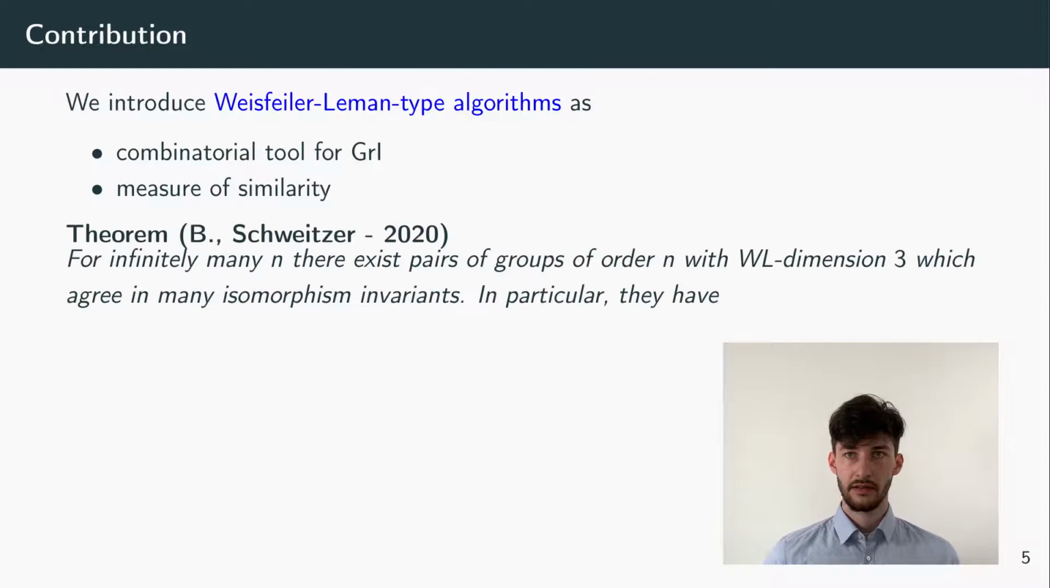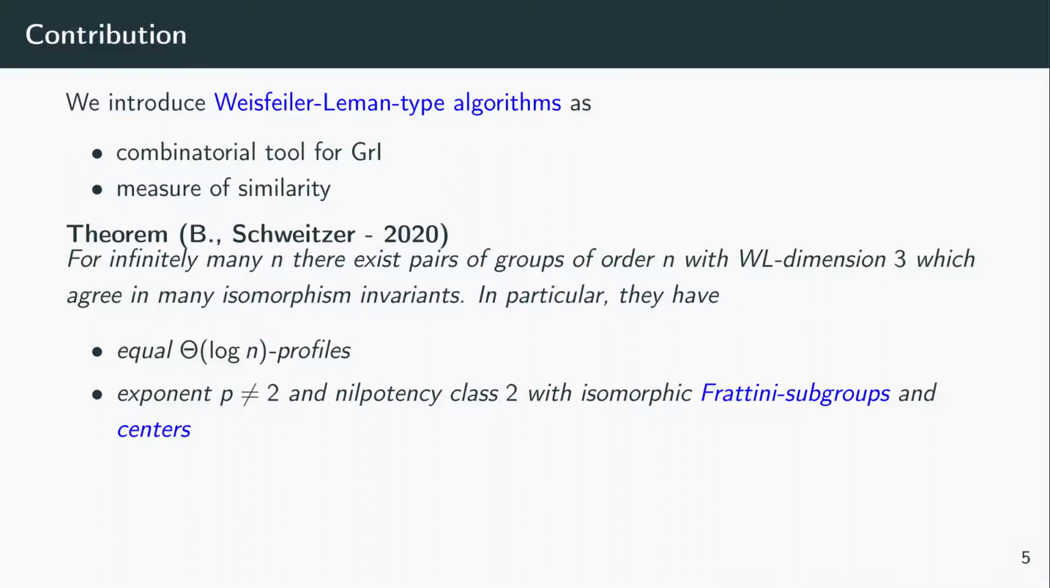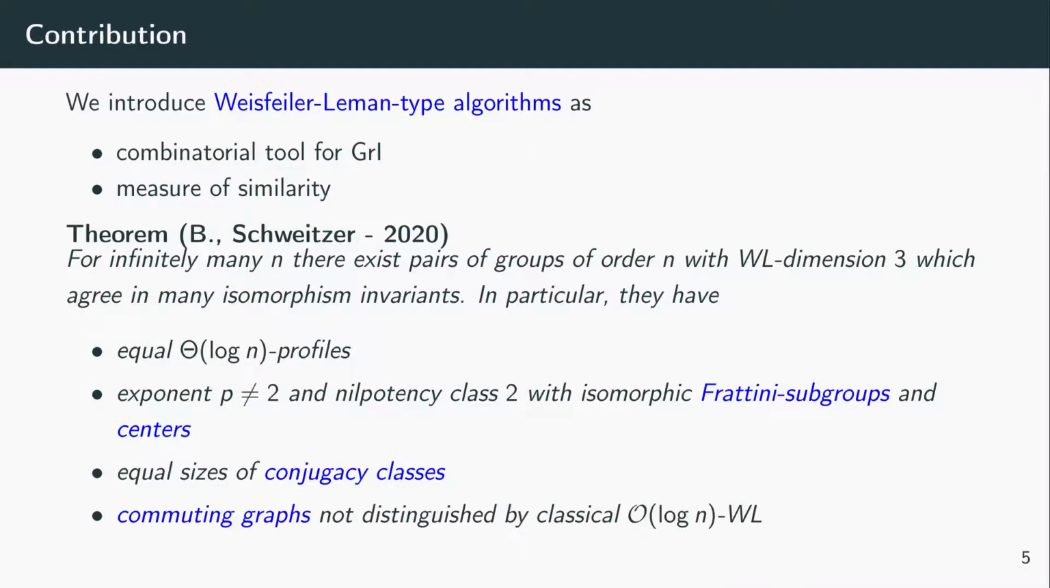And then in the second part of our paper, we have this main result that we can construct for infinitely many n pairs of groups of order n which have Weisfeiler-Leman dimension 3, so it's easy to tell them apart with our methods introduced here. But they as well have equal log n size profiles, and they also agree in some important isomorphism invariants. So these look very similar, but then using the Weisfeiler-Leman algorithm we introduce here, it's easy to tell them apart actually.